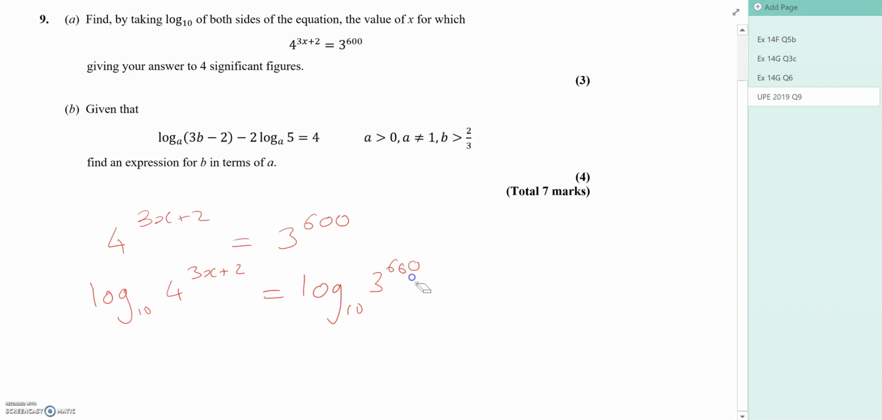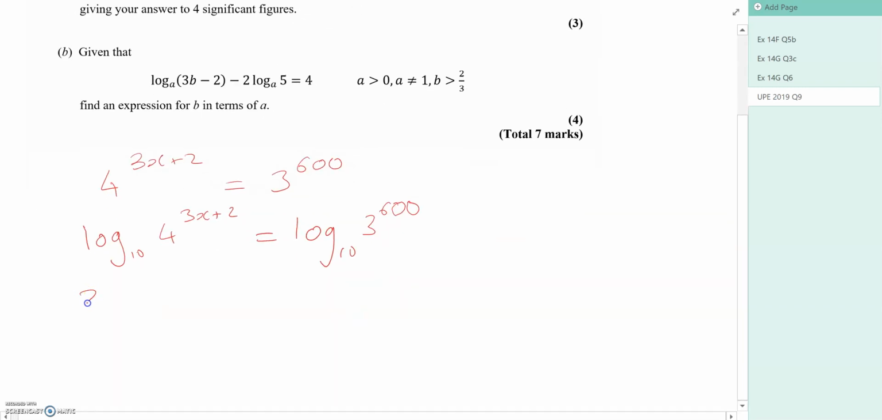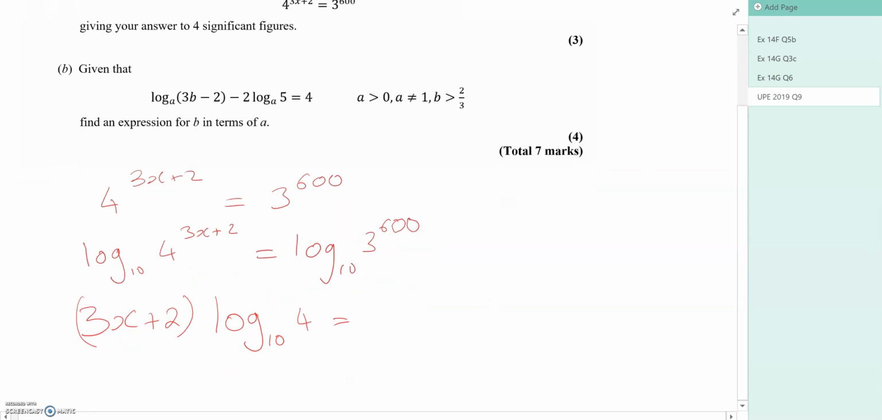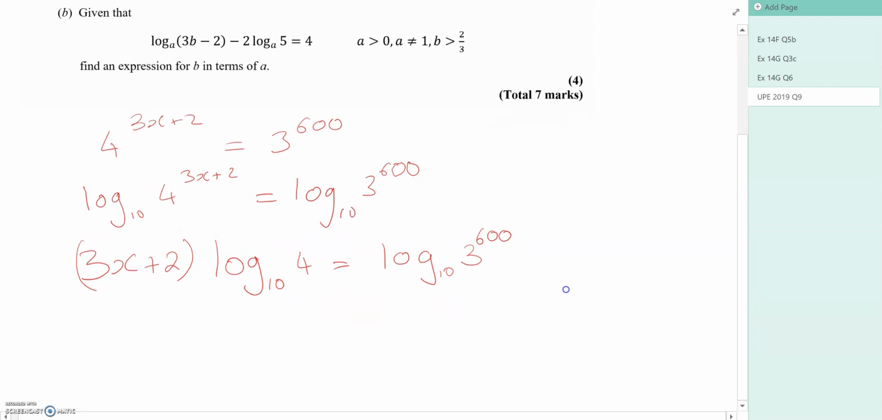Oh, that looks like 660. Let me rub that out, so make it 600. Right, and then we can bring the 3x plus 2 down. You should be very familiar with this law. I like this law. It's like the best law of logs, where you can bring the power down. And you can bring the power down here as well if you want. It doesn't really matter. It's all going to go in the calculator eventually anyway, so it's just a number, this log base 10 of 3 to the 600.